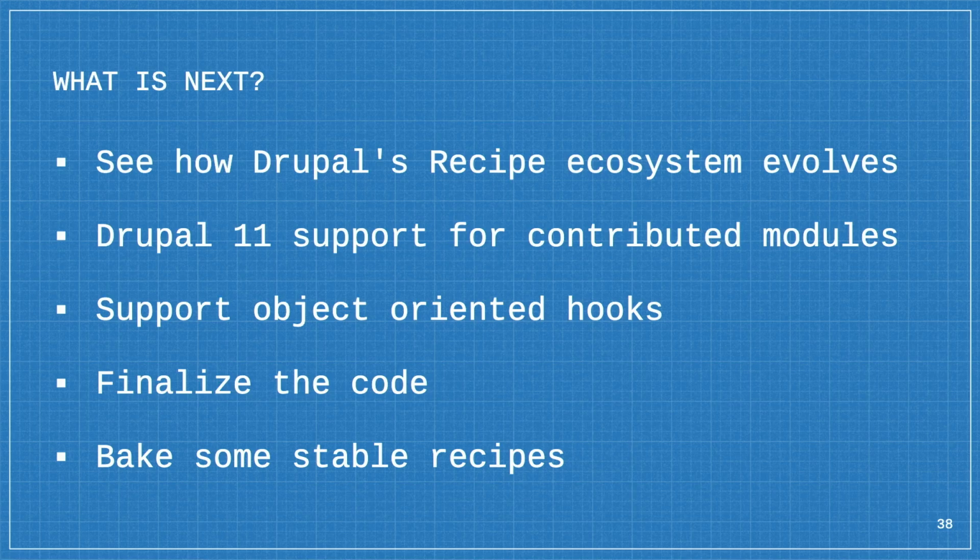So I'm going to slowly wrap this up to just say what's next. It is really important to see how Drupal's recipe ecosystem evolves. There's Drupal 11 support for the module already, but because all those submodules are there, so you can install schema.org blueprints, 80–90% will work with Drupal 11, but there's a few contrib modules that still need to be upgraded to Drupal 11. For me, I really want to support object-oriented hooks in the code. It'll just make it easier to maintain.